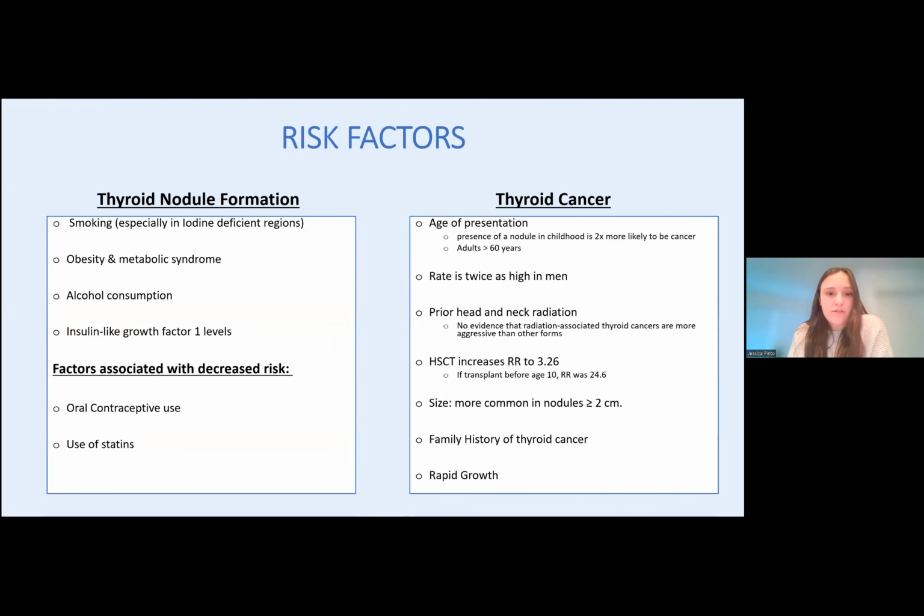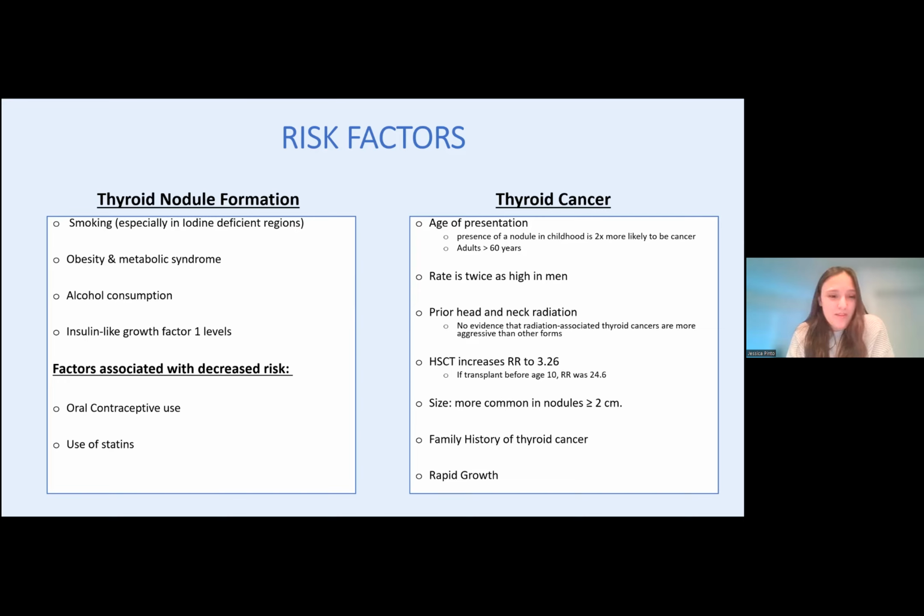So, some risk factors. The thyroid nodule formation section of risk factors is very questionable. A lot of these I got from UpToDate, and I looked into where some of this data came from. For example, smoking, obesity, and alcohol consumption are all risk factors for various malignancies and metabolic derangements in our body in general. But I was really curious where the factors associated with decreased risk, like oral contraceptives and statins, came from. So I would take these with a grain of salt.